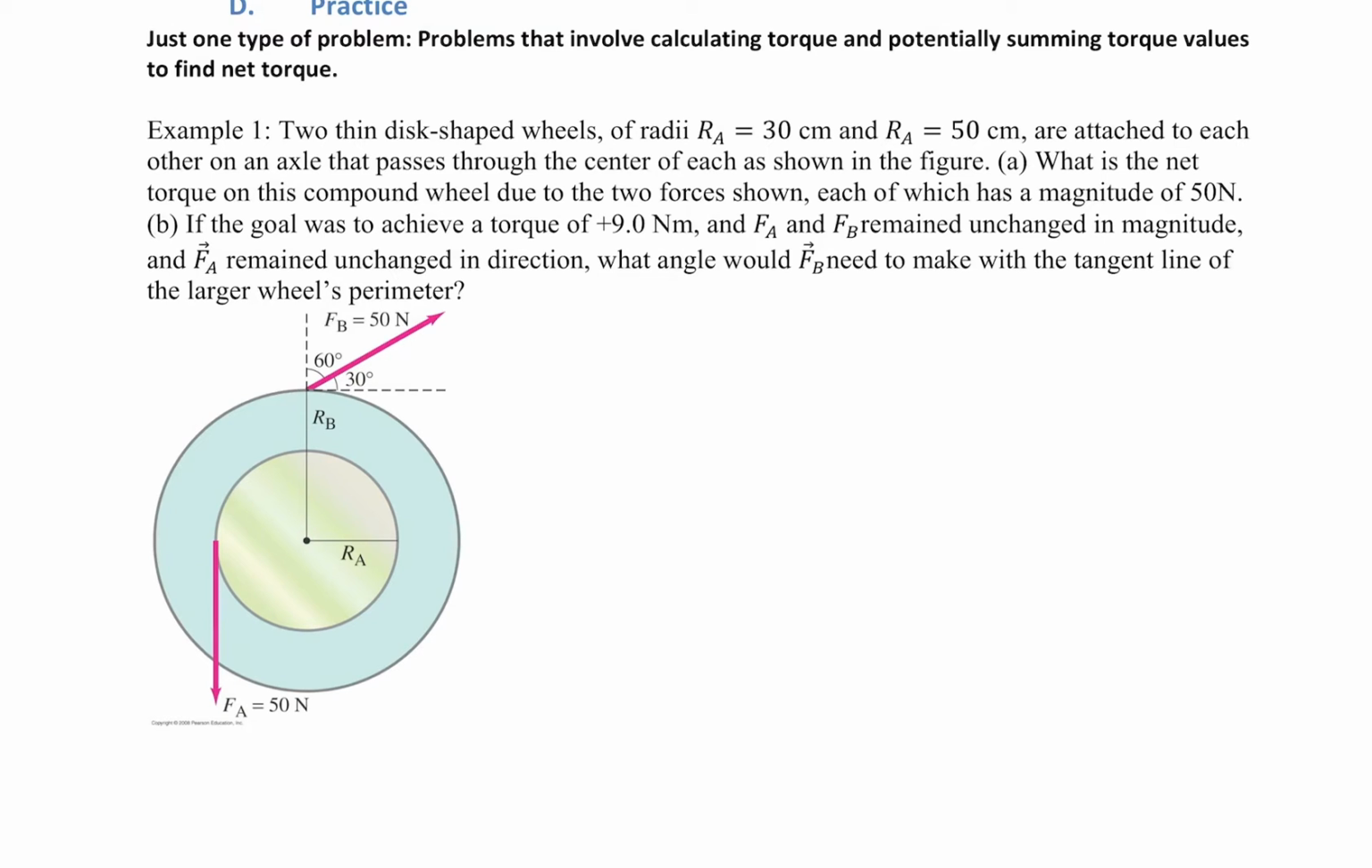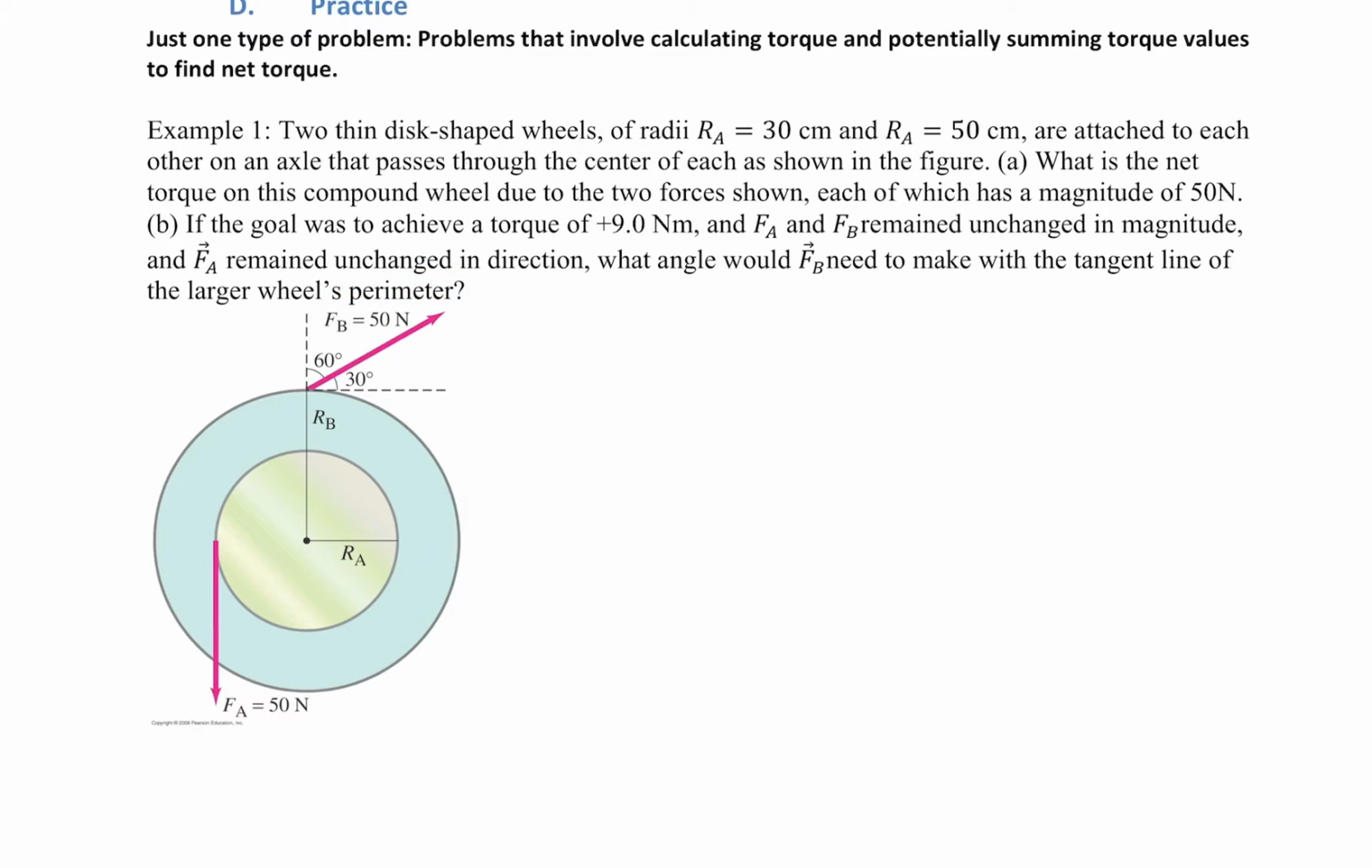What is the net torque on this compound wheel? Compound wheel is what I'm calling these two disc-shaped things. We can think of this as maybe one coming up 3D a little bit higher than the other one. So this compound wheel, due to the forces shown, each of which has a magnitude of 50 newtons, as shown here in the figure. This is a 50 Newton force. This is a 50 Newton force.